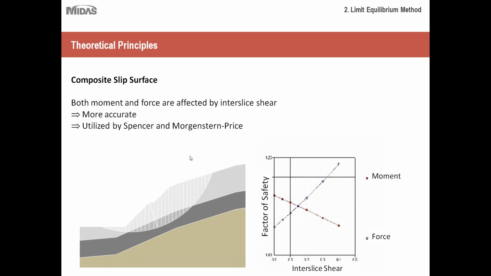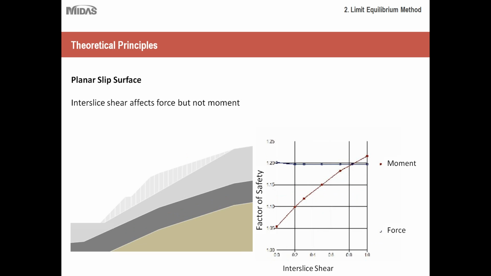Okay, so let's talk about the next type of surface here. This is called a planar slip surface. As you can see, instead of a circular failure surface, it's just a straight line. It usually goes from the base of the slope to somewhere along the top of the slope. So if you look at the graph on the right here, the relationship has changed. Now, as we increase the interslice shear, or as we increase any sort of moment force, the factor of safety actually increases.